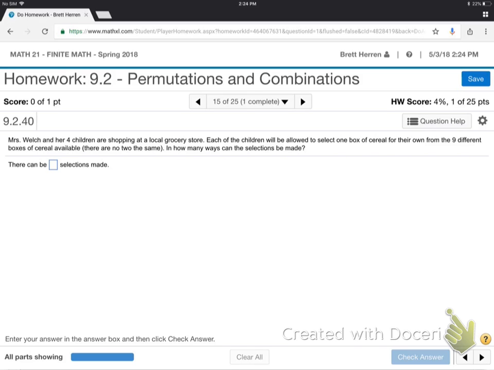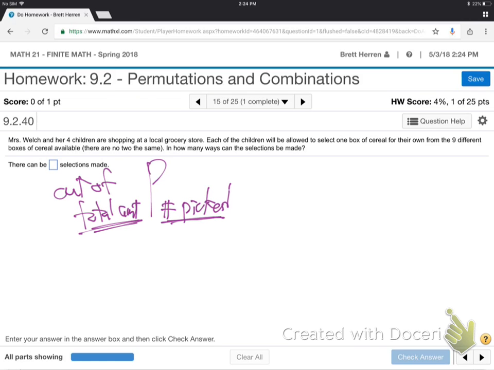With the P thing, that number is what you're picking out of. P, pick, permute, whatever. What's a better way? Let's do this: total amount, number picked. Is that better? Total amount, number picked. So it's out of this many, pick this many.